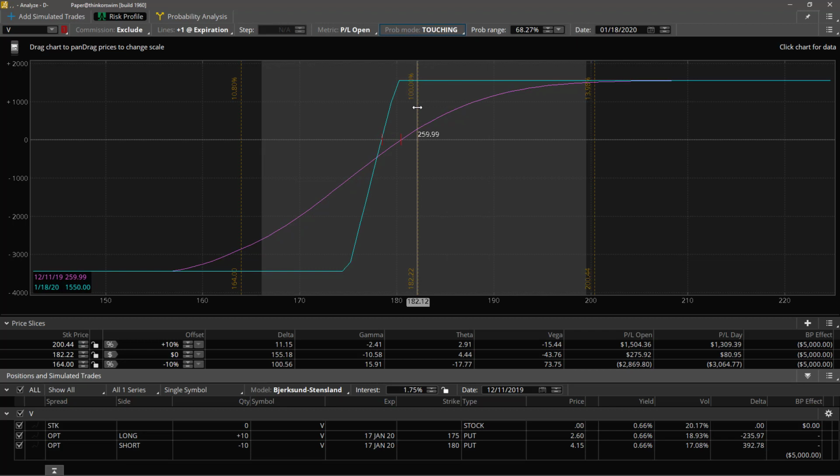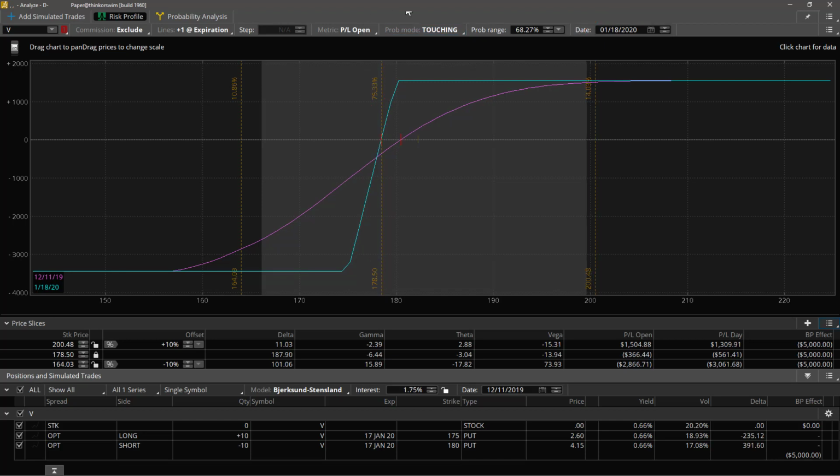So if I move this slice, and I can click on it and drag it down to about the break-even point, this says that there's a better than 75% chance that the price will pass through this level at some point before the 18th of January.